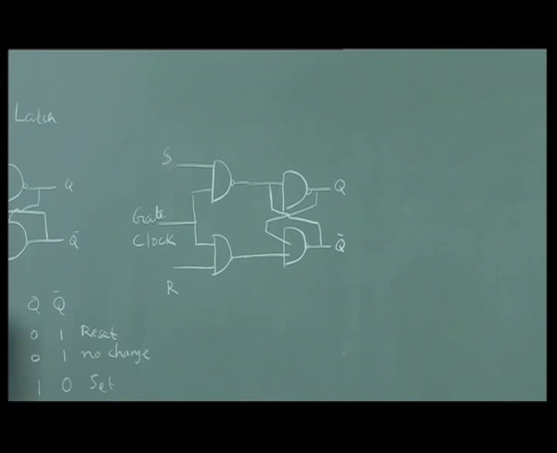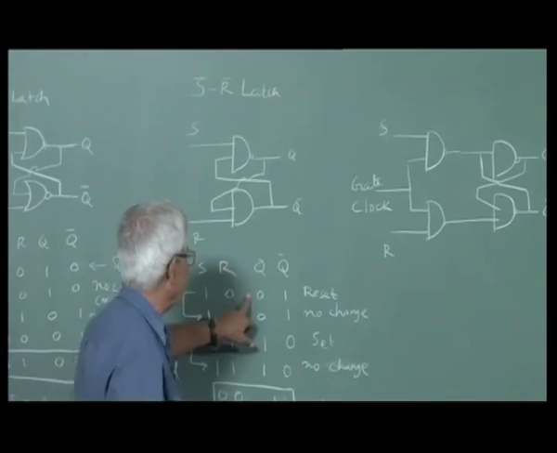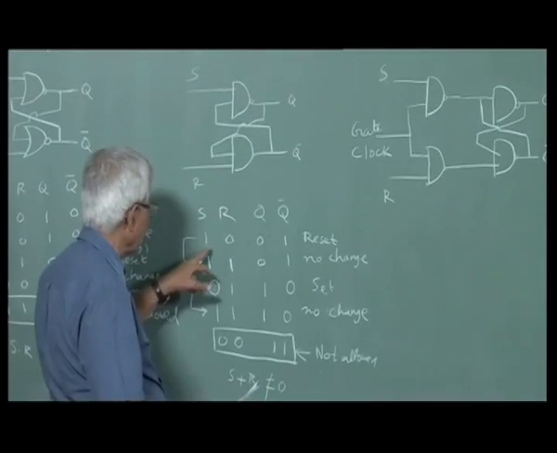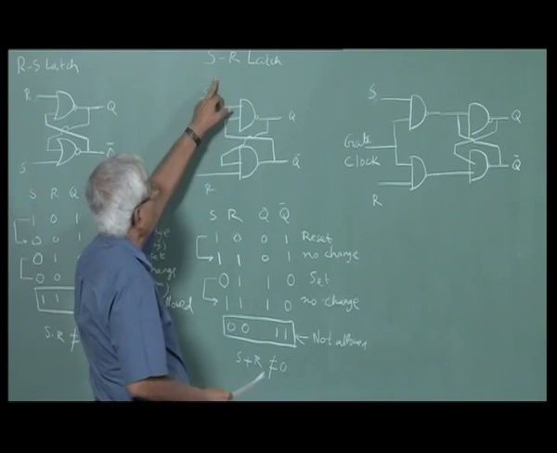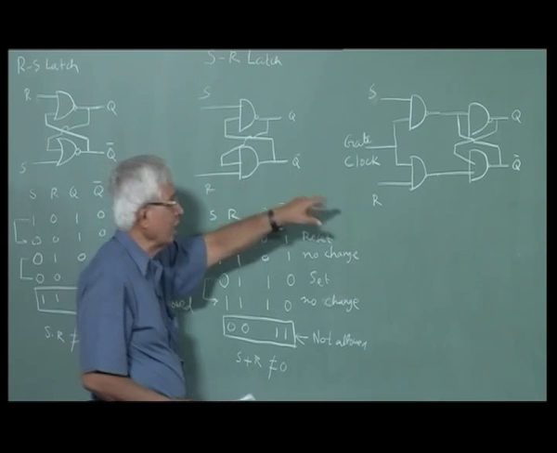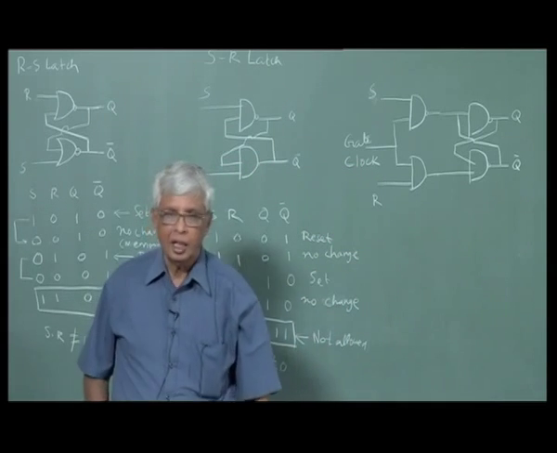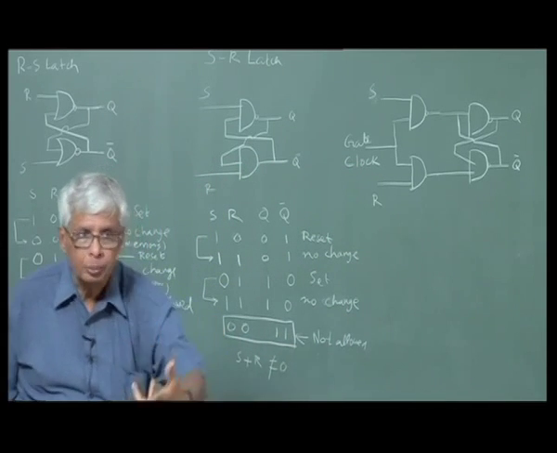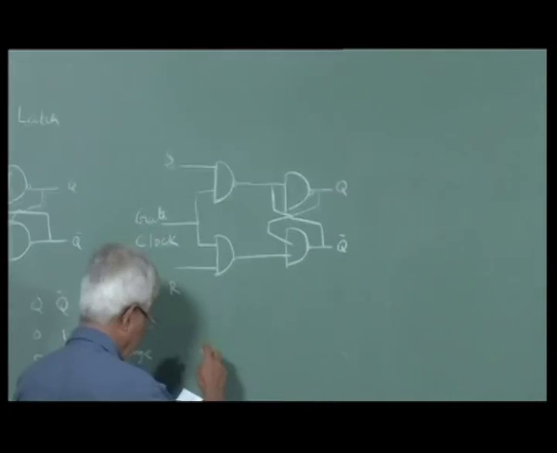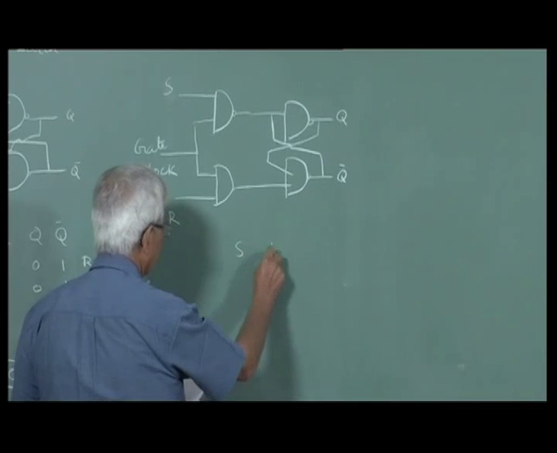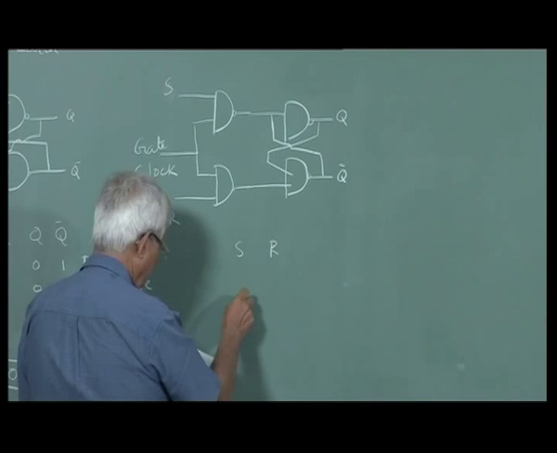Now, there are two things that are interesting here. One thing is, it was always complementary. When S is 1, R is 0, setting condition, it should become 1, but it's 0. So that is why you call it S bar, R bar. Now that is changed because of the input NAND gate. Input NAND gate removes that condition of opposite or complementary output, number one. So this becomes SR. Zero, zero, no change.